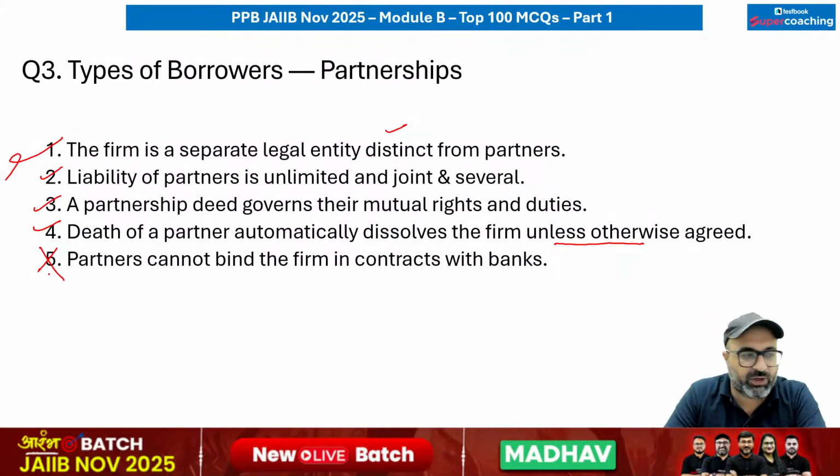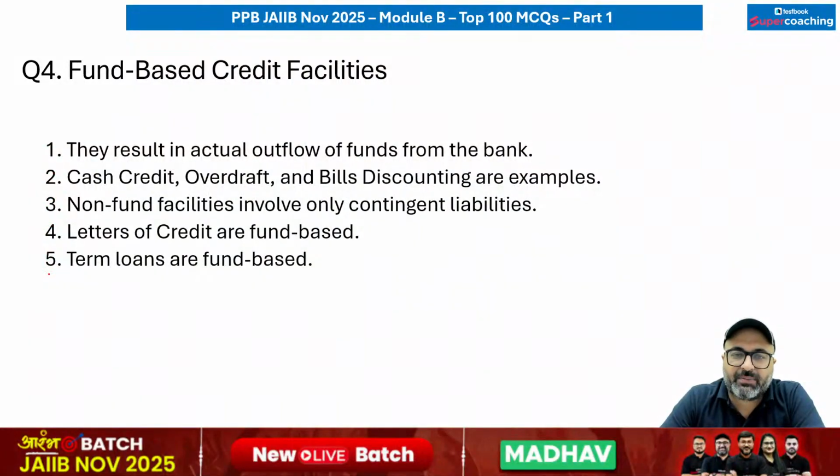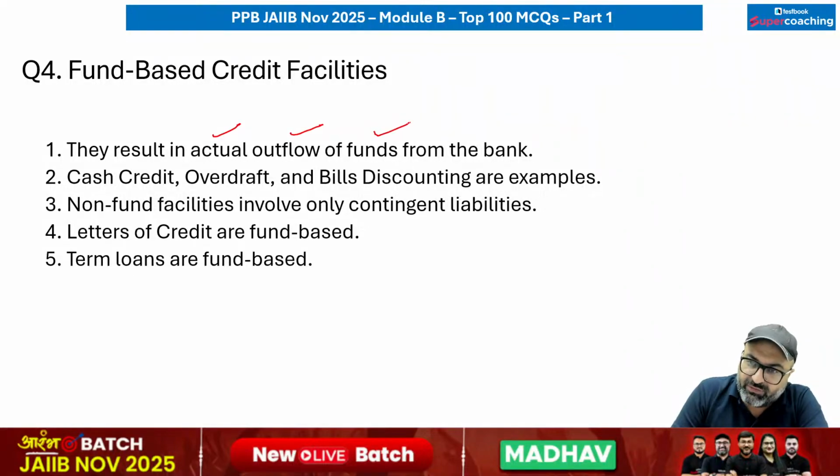So the answer is going to be 2, 3, 4. Rest, the first and fifth statements, are wrong. Next, fund-based credit facilities. Fund-based credit facility means when actual funds are given by the bank as a loan. So fund-based credit facilities result in actual outflow of funds from the bank.